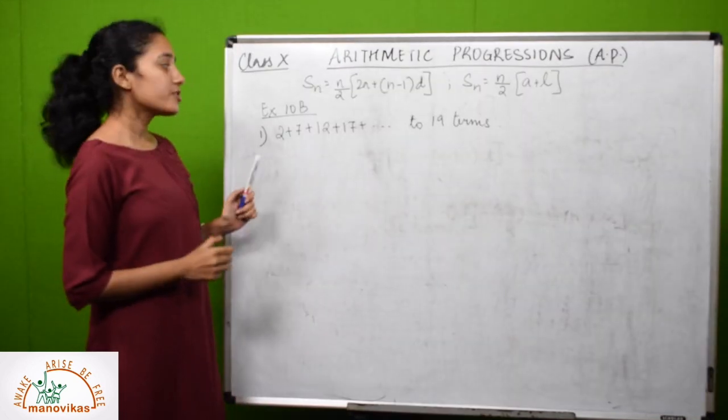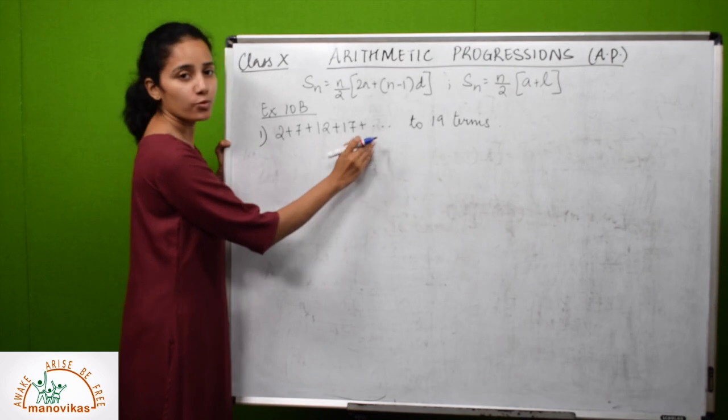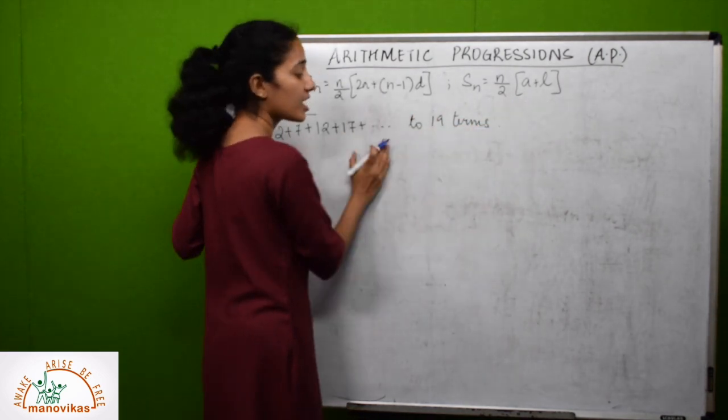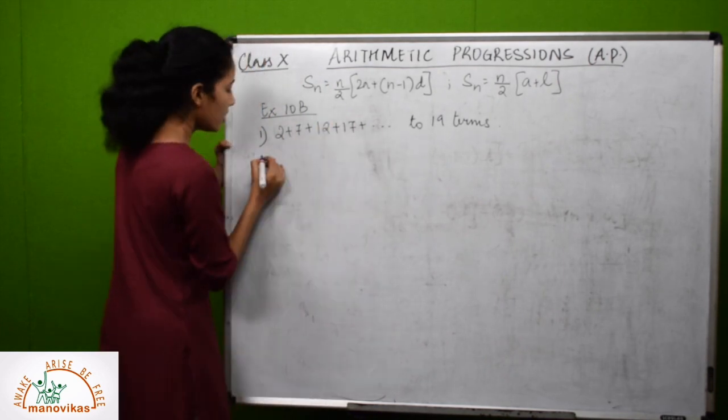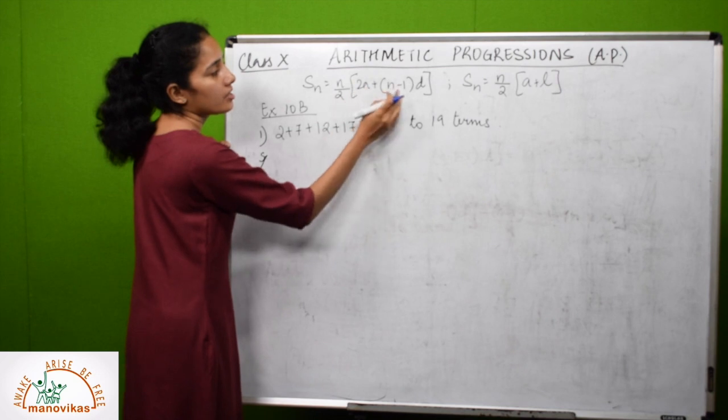Let us now take some problems from the exercise and solve them. Let us consider the first problem from exercise 10b. Note that this is an infinite sequence, so we will be using this formula. We cannot use this one because the last term is not mentioned here. So what you require is n, a and d.